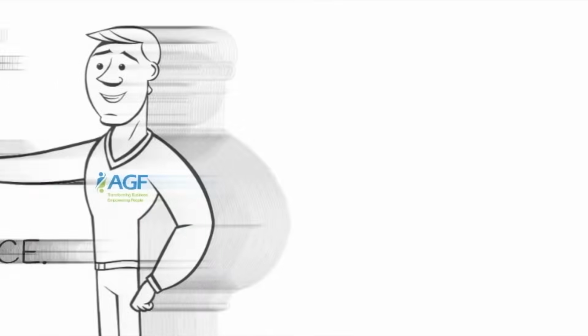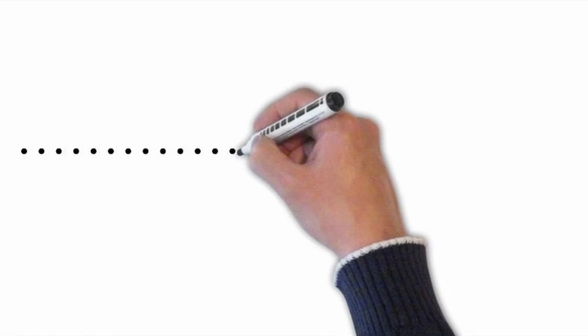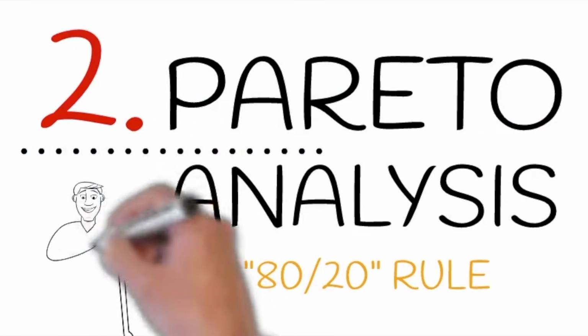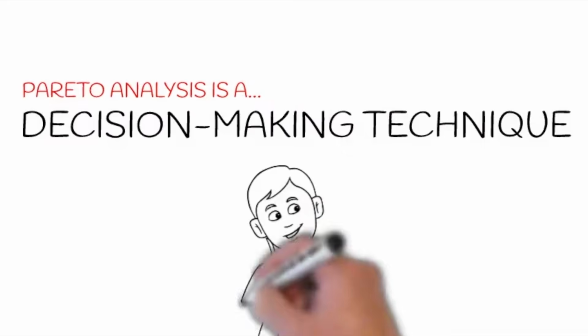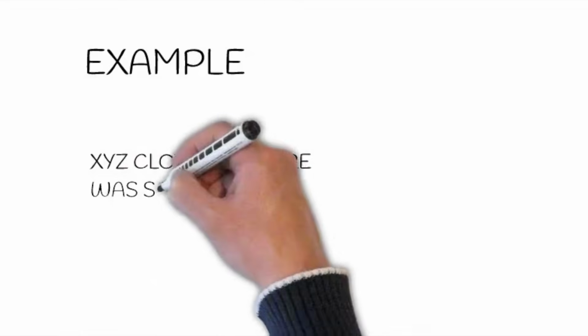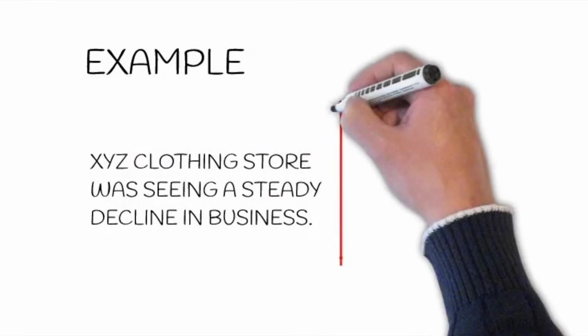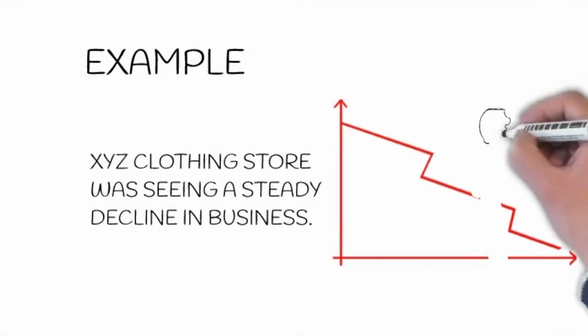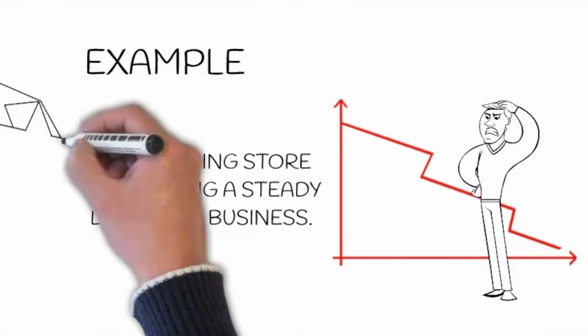Also known as the 80-20 rule, it is a theory maintaining that 80% of the output in a given situation or system is produced by 20% of the input. This is a decision-making technique by ranking various causes of the problem and concentrating on the item with the largest impact. Here's an example. XYZ clothing store was seeing a steady decline in business.